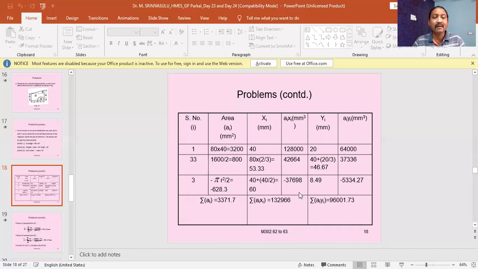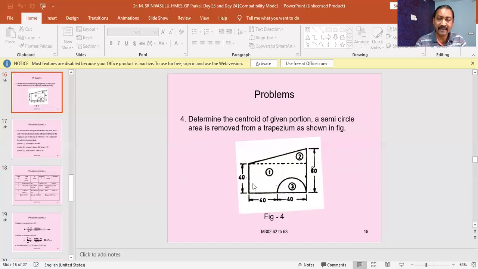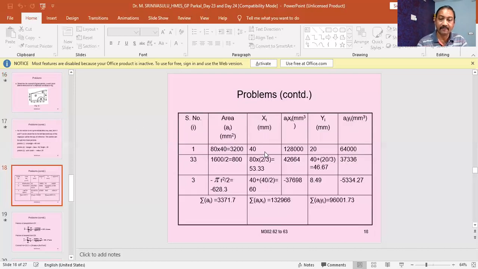So first one is the rectangle one. For the rectangle, the area is equal to base into height, that is 80 into 40, that is 3200. And now coming to the x1. So x1 means, from here, this is the y-axis. The total width is 80, so 80 by 2, that is 40. So x1 is equal to 40. And the term a1 into x1 becoming 128,000.